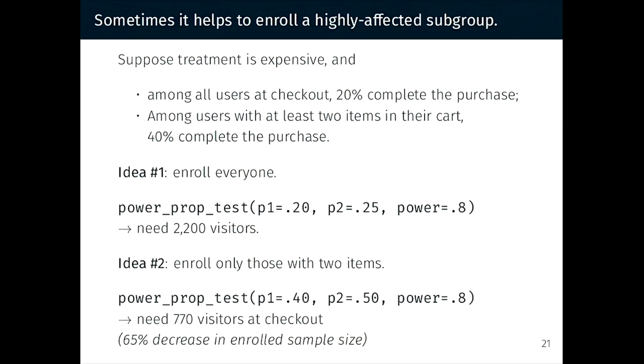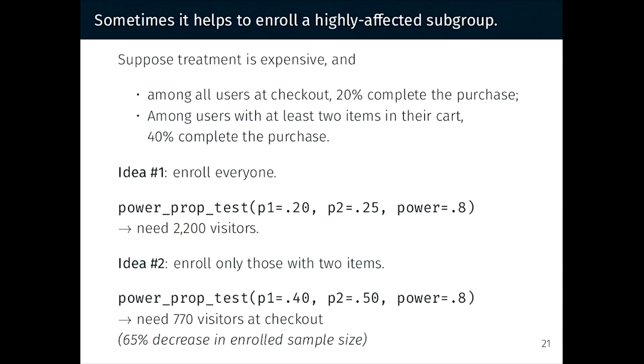And the second idea is only to enroll the people who have 2 items. This is going to be a smaller group of people, but they have this larger conversion rate. And under the same lift here, a 25% lift, the power calculation says we need only 770 visitors now at checkout. So a 65% decrease in the required sample size because we chose a group that had a larger baseline conversion rate. And again, this might be great if the treatment is expensive. If the treatment is not expensive, we might not have actually decreased our total sample size in terms of total visitors to the website, because it might only be very few visitors who actually have 2 items in the cart.